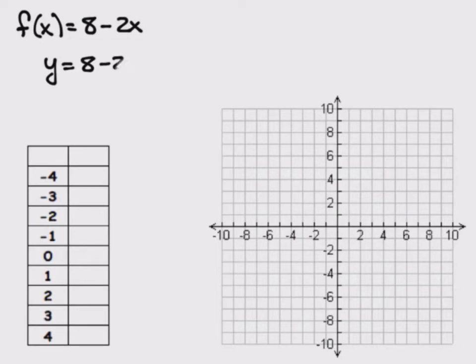And what's great about having this already in function notation or already in output equals form is that we've got our y-intercept staring at us in the face. Our y-intercept for this graph is going to be 8. So we can go ahead, before we do anything, we can already graph that ordered pair.